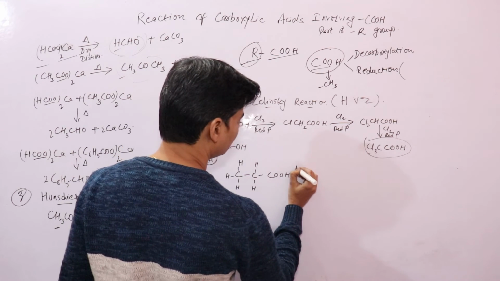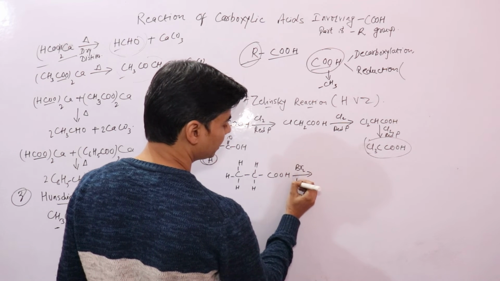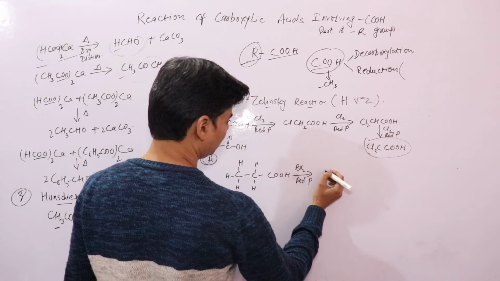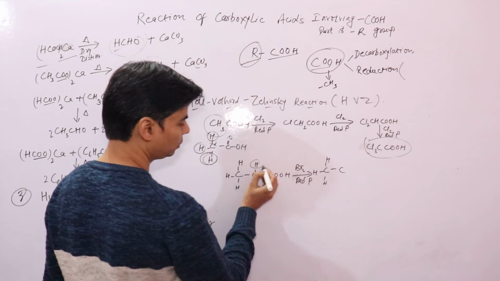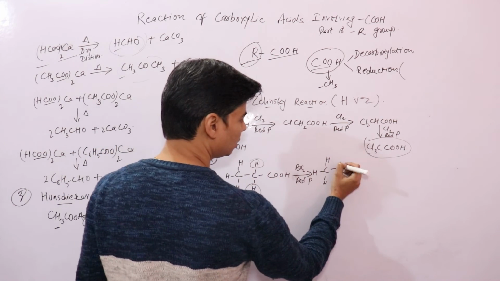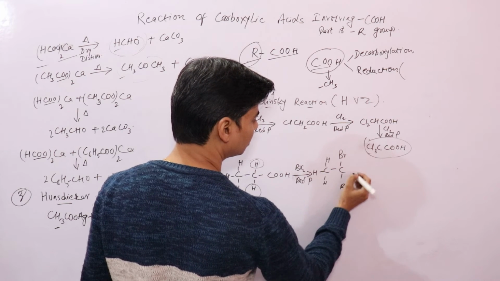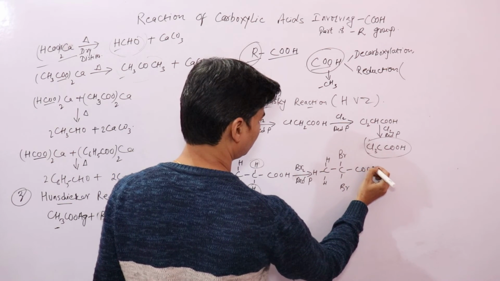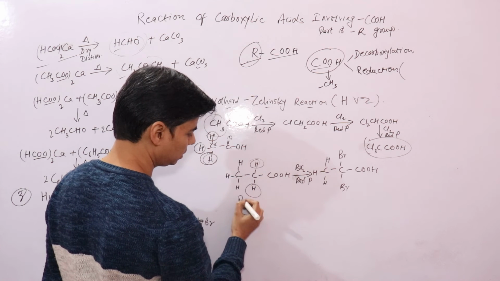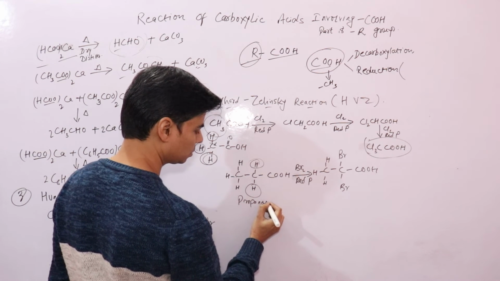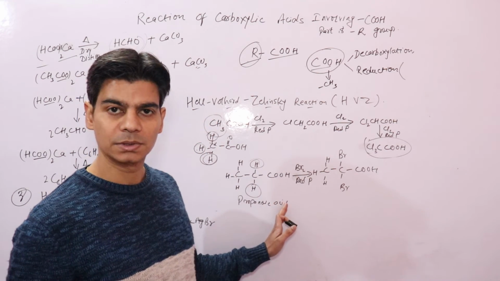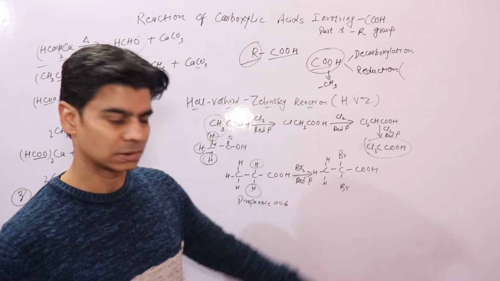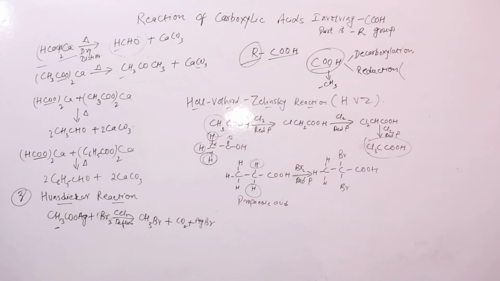It will react with bromine in presence of red phosphorus, where both these hydrogen atoms, these are alpha hydrogens, would be replaced by bromine. This is your propanoic acid, where two hydrogen atoms are replaced by bromine atoms, right, to form dibromopropanoic acid. And this is your Hell-Volhard-Zelinsky reaction, right?